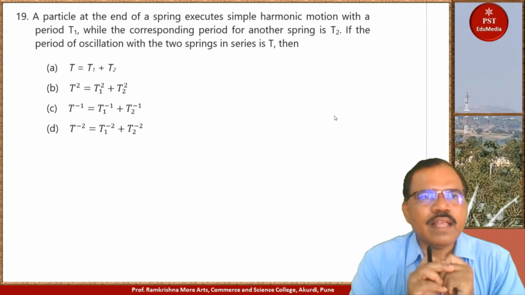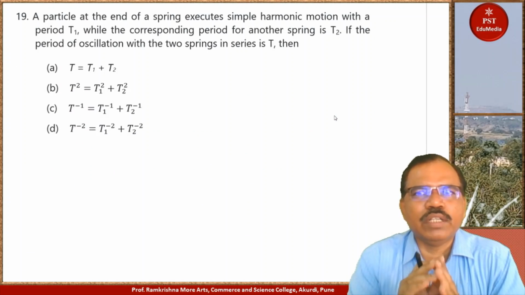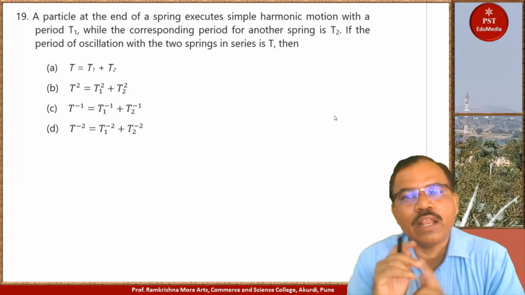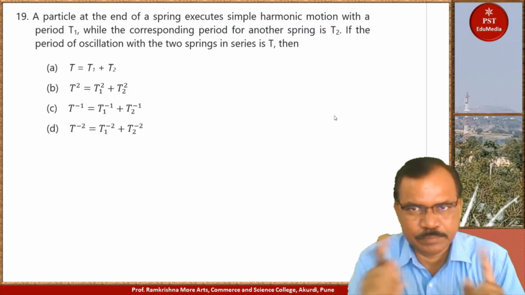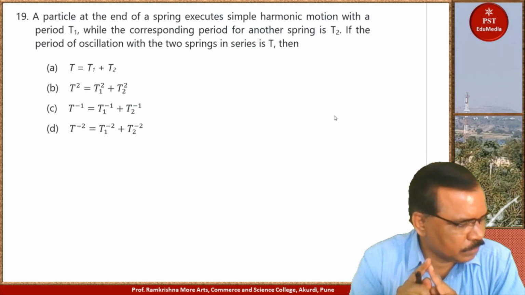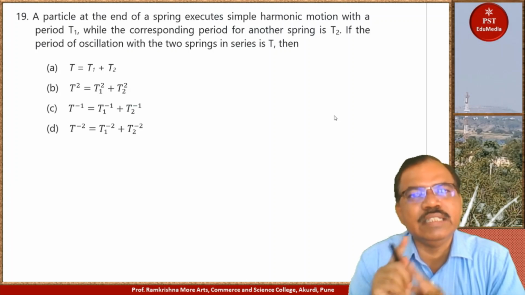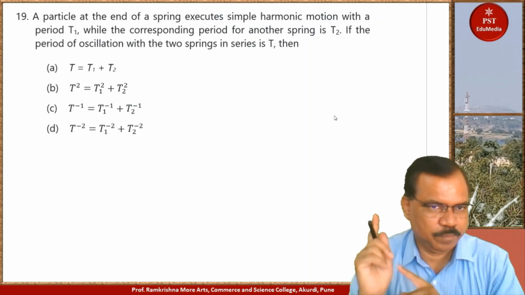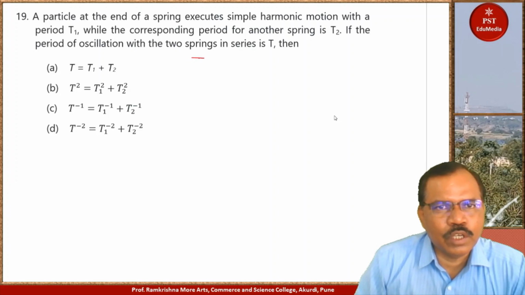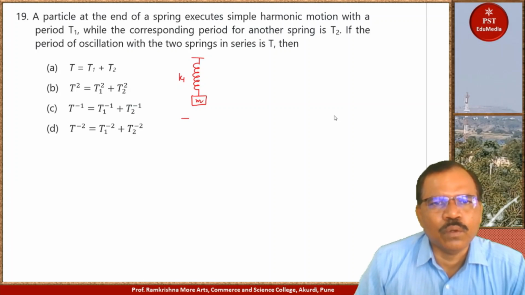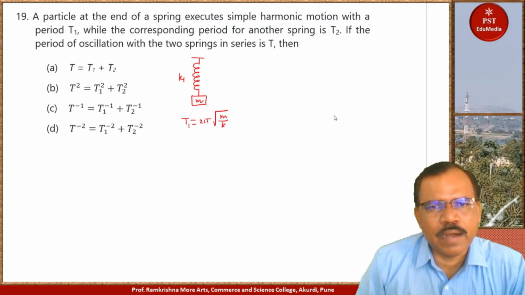A particle at the end of spring executes simple harmonic motion with period t1, while the corresponding period for another spring is t2. So we have two springs. If the period of oscillation with two springs in series is T, then. So what is given here? Suppose we have first spring and suppose we attach mass m, k1. We know t1 is equal to 2 pi under root m by k1.